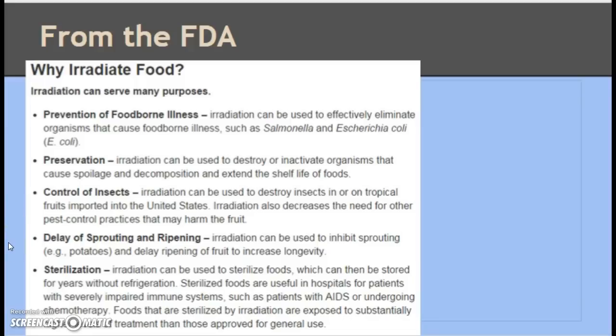Delay of sprouting or ripening. So especially if you buy potatoes and then you have potatoes that you grew yourself, you'll notice a huge difference. The potatoes that you grew yourself, usually you have them sprouting a lot faster versus ones in the store. So it can delay the sprouting and then ripening as well. And sterilization. Look at this. Some items can be stored for years without refrigeration.